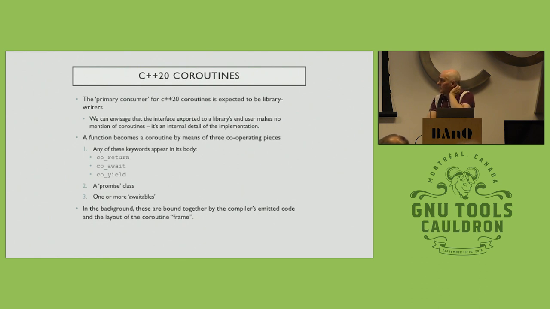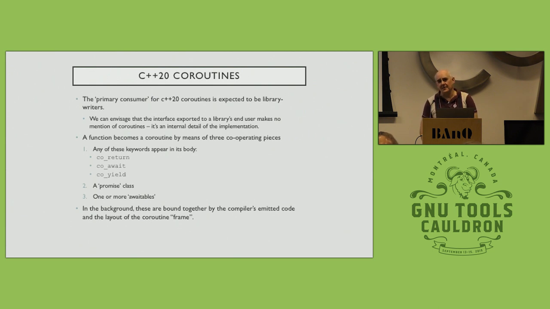At that point, it requires certain supporting information: a so-called promise class, which provides some of the methods that are needed to do the work, and one or more awaitables, and the awaitables are something we shall come on to in a subsequent slide. These things are bound together by the compiler's emitted code and by the methods that are provided by the classes.